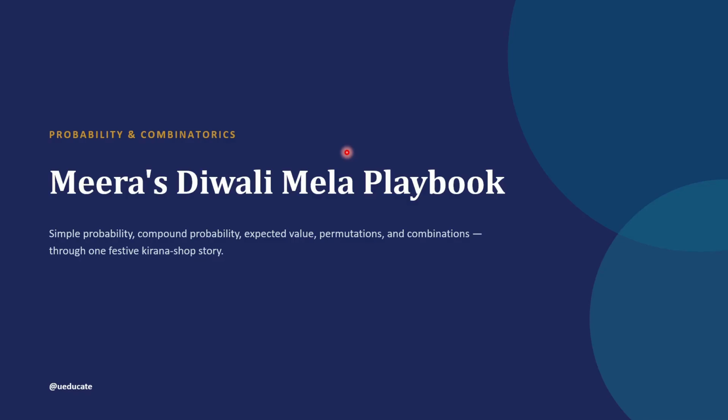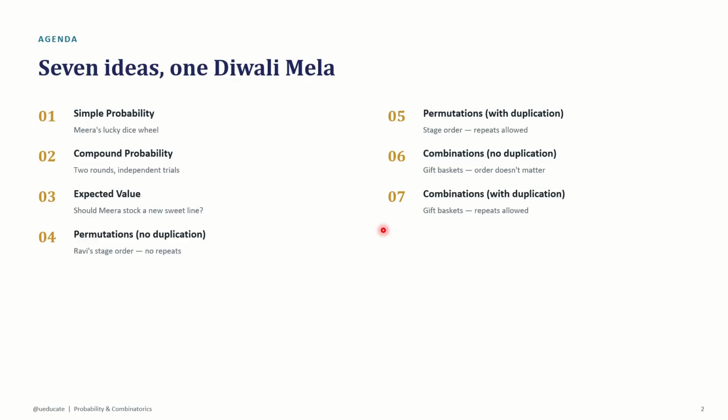Today we will talk about probability: simple probability, compound probability, expected value, and permutation and combination, through one festive Kirana shop story, through Mira's Diwali Mela playbook. By the end of this video you'll know how to calculate all of it in Excel, and you will never look at the dice game the same way again.